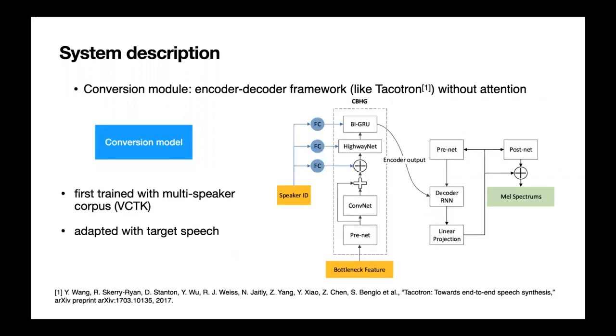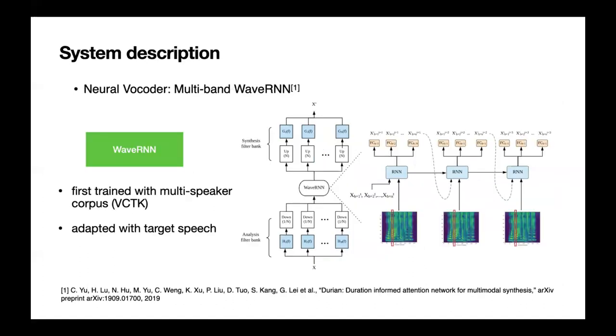The conversion model follows an encoder-decoder framework. As the bottleneck layer and the acoustic feature are synchronized, the attention mechanism is not used in our model. The conversion model is first trained with a multi-speaker corpus. For each target, we adapt the average model with the target speech. The multi-band WaveRNN is chosen for our neural vocoder. Same as the conversion model, it's first trained with a multi-speaker corpus, then adapted with the target speech for each target.